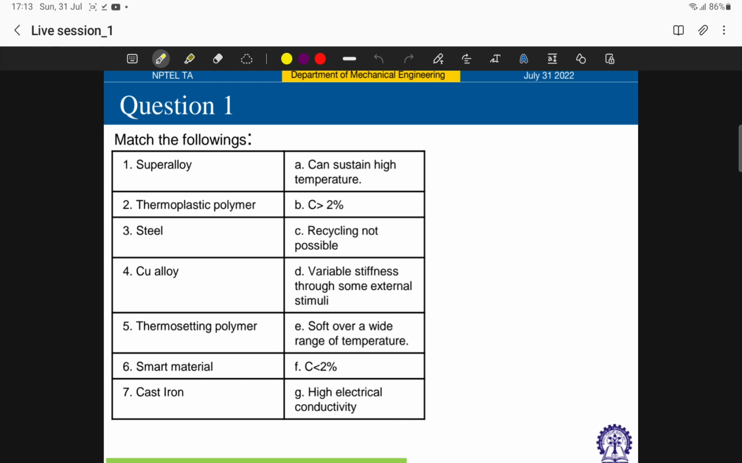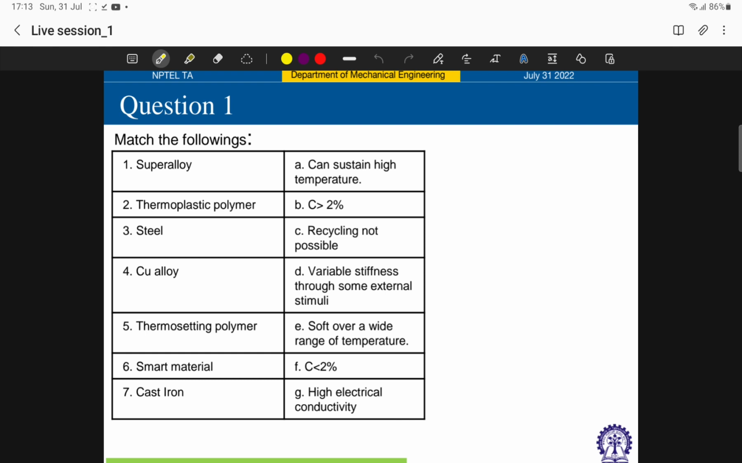So here basically I have tried to explore the different properties of the material which you have gone through in the first lecture. There are ferrous alloys, non-ferrous alloys, high temperature resistance materials, polymers, smart materials also. So please recall those concepts and can you please tell me the answer?